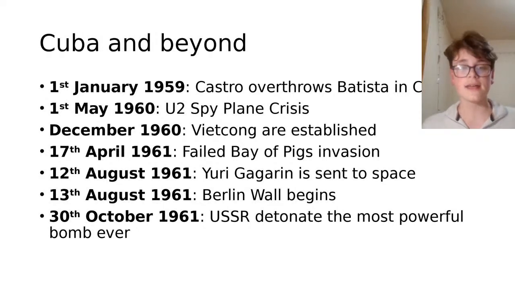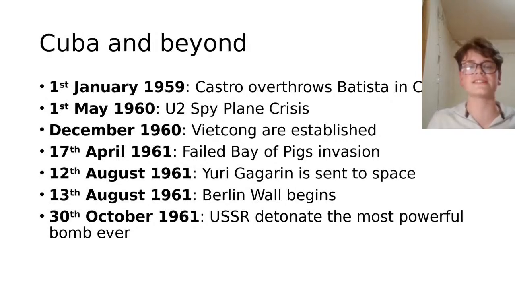In December 1960, Viet Cong is established. And a few dates here. 17th of April 1961, it's the failed Bay of Pigs invasion. We go back to the space race for a little bit. On the 12th of August 1961, Yuri Gagarin is sent to space. And in the same evening, constructions for the Berlin Wall begin.